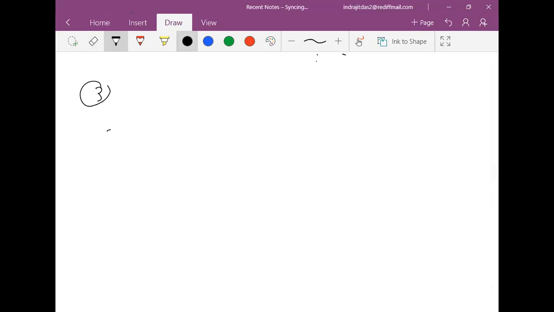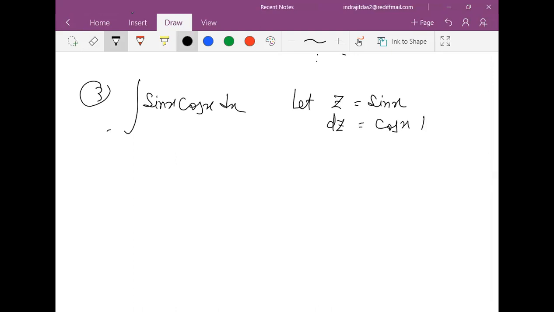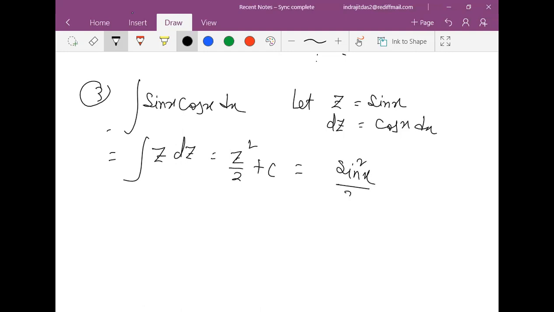Sin x cos x we have done, like sin x into cos x. This is easy because you have two options. Either you can take sin x as z, substitution. If I take z as sin x, dz will be cos x dx, derivative is cos x. So sin x is z and cos x dx is dz. So your answer will be z square by 2. Here lies a problem. Your answer is sin square x by 2 plus c.